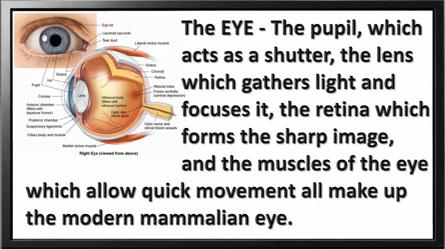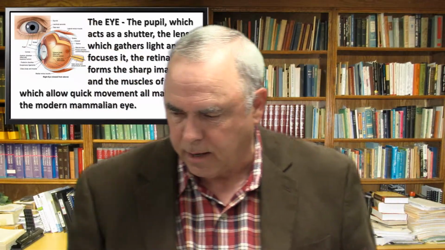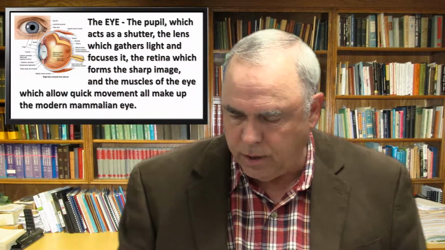He looked at the lens and he looked at the pupil, which acts as a shutter. The lens gathers light and focuses it. You have the retina, which forms the shape and the image, and the muscles of the eye, which allow quick movement. These all make up the modern mammalian eye, and even the non-mammalian eye for the most part. And we knew that.